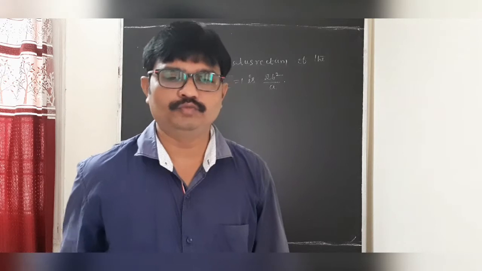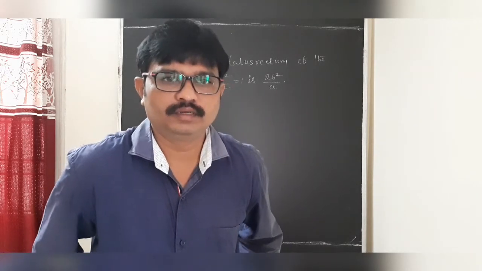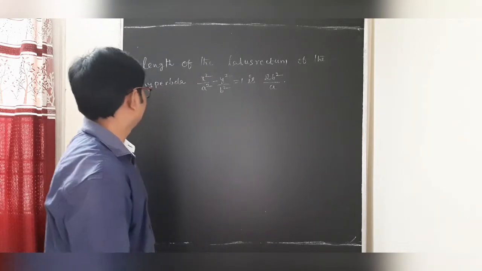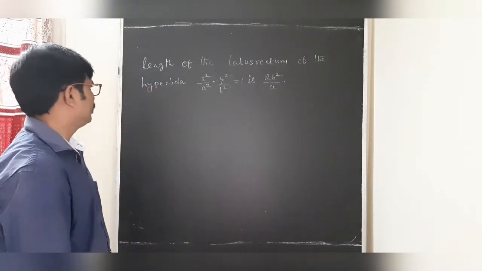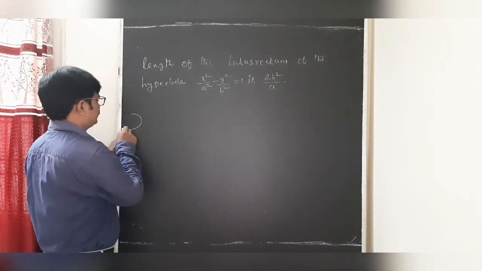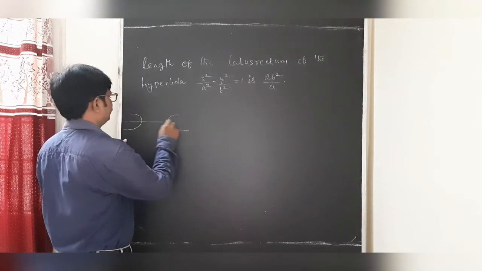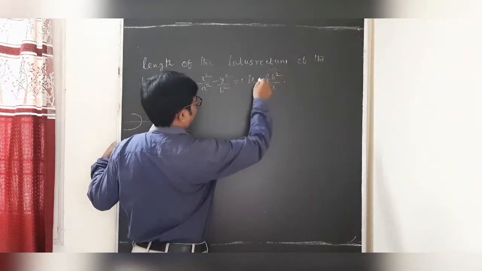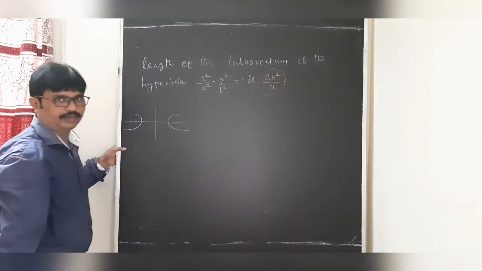Today also we are going to discuss hyperbola. Right now, the length of the latus rectum of the hyperbola. So, dear students, we have to know that in the ellipse, the length of the latus rectum is, for a greater than b, 2b square by a.